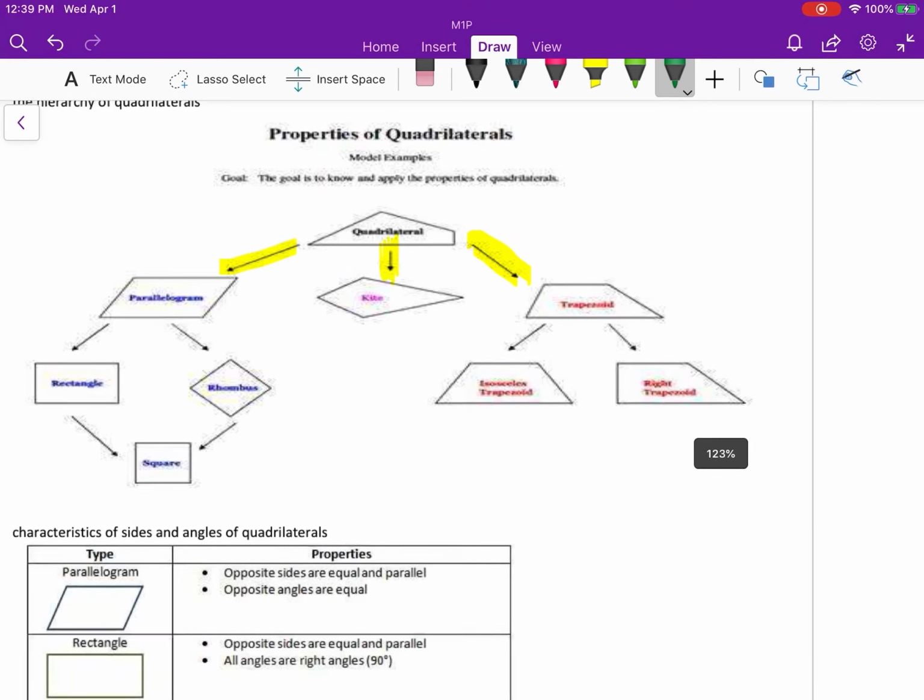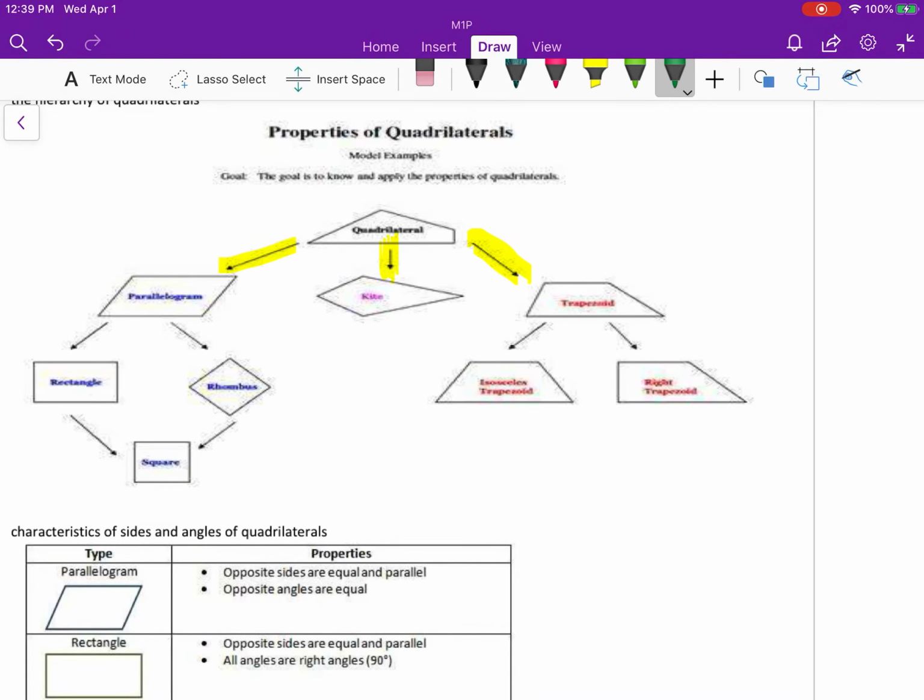When you're being asked anything about these, like does a square have properties of a parallelogram, or does a trapezoid have properties of a right trapezoid, you always want to read this chart bottom up. So in other words, if I look at the square, I can say the square is also a rhombus, a rectangle, and a parallelogram. See, I'm going up.